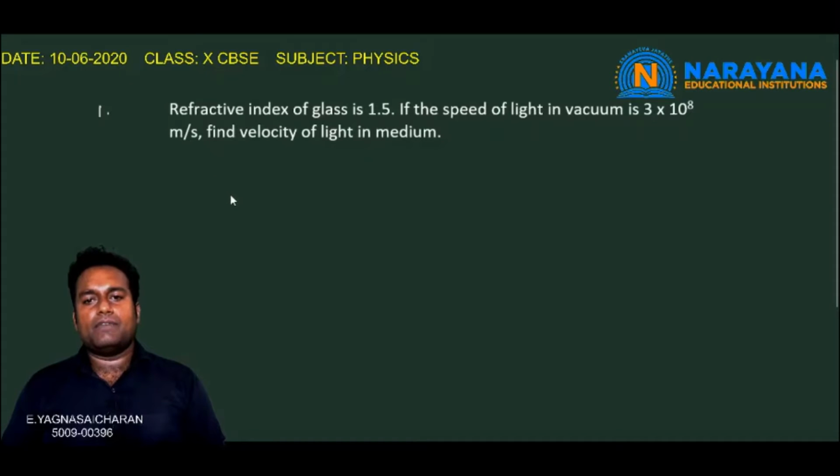The refractive index of glass is 1.5. If the speed of light in vacuum is given as 3 into 10 power 8 meter per second, find the velocity of light in the medium. So here we have the refractive index mu is equal to C by V. So we can write V is equal to C by mu.